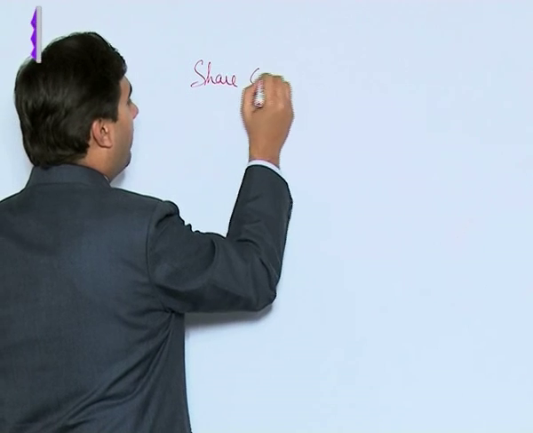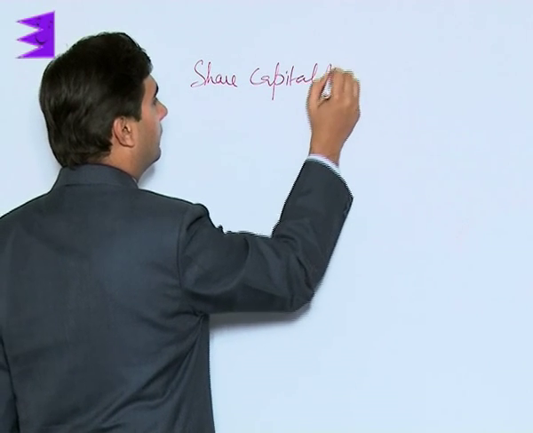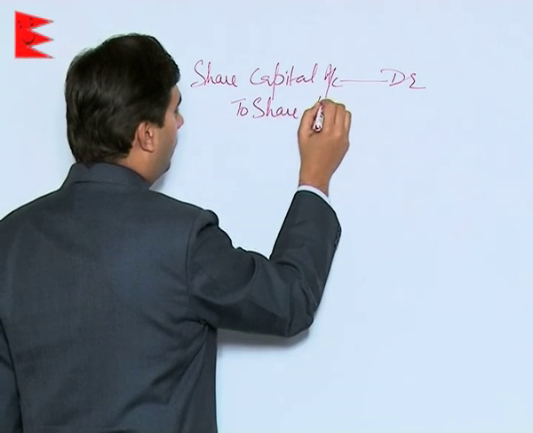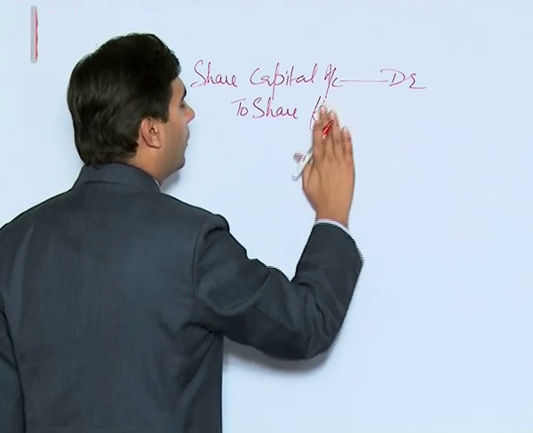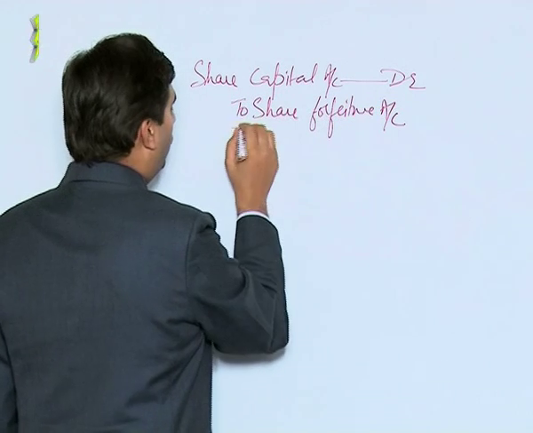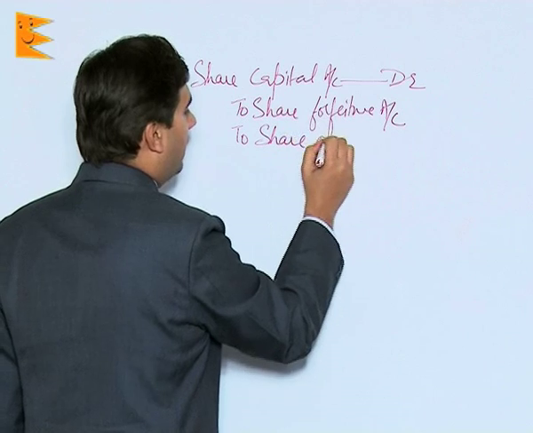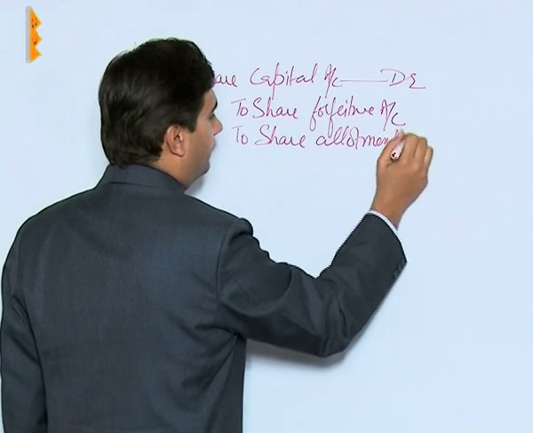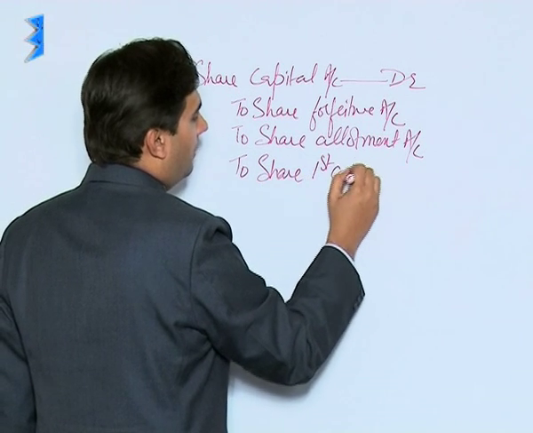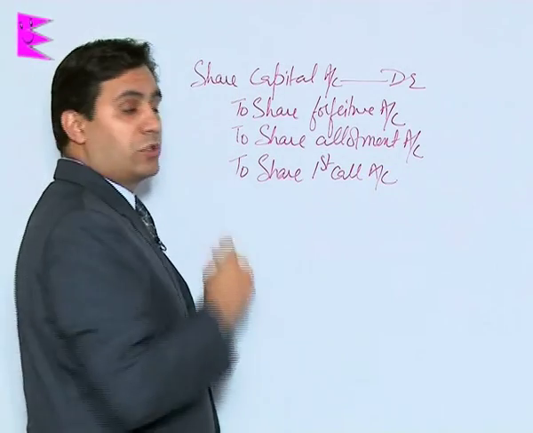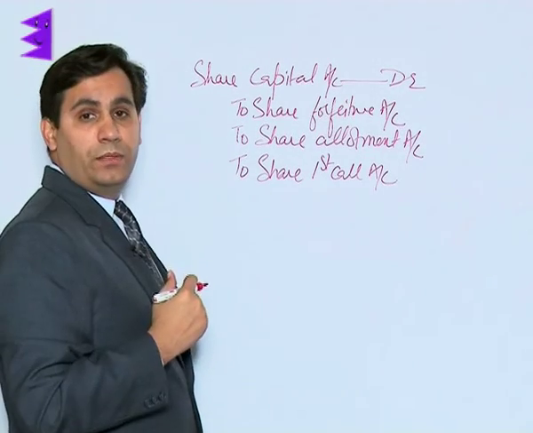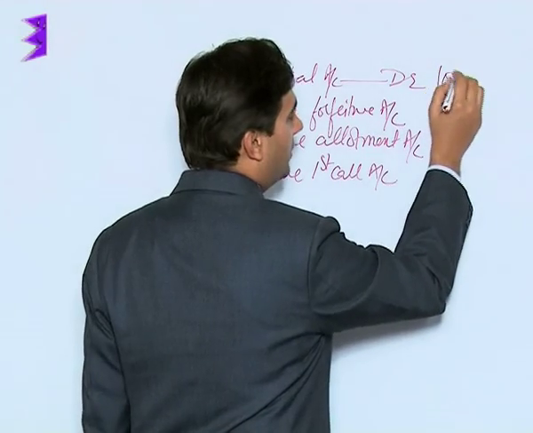Share capital account debited, to share forfeited account or forfeiture account. We should mention the full name. To share allotment that he has not paid. To share first call, again, the amount that was not received from him. Now the share capital would reflect the face value of shares. That would be 10 rupees into 1000 shares held by him, which is 10,000.